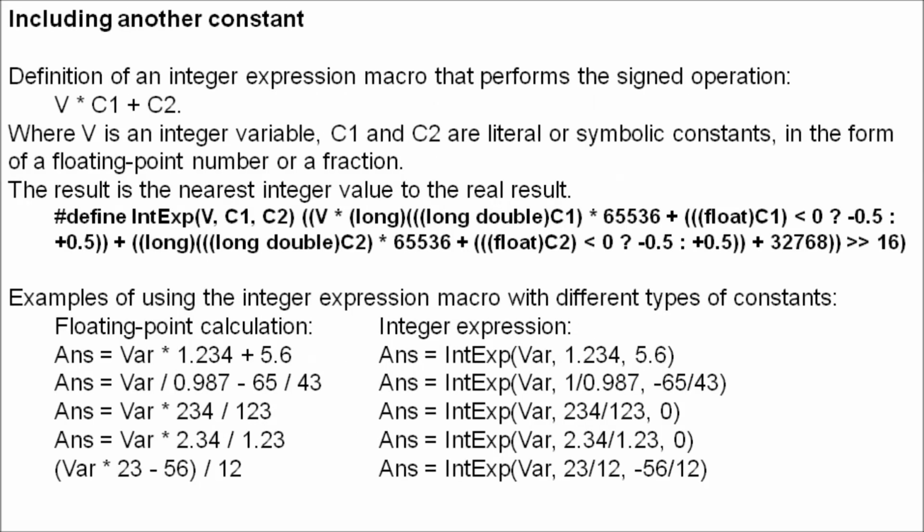The flexibility of the integer expression can be increased further by including a second constant which performs the operation v times c1 plus c2. If the second constant is not required, it just needs to be set to 0. This is the final version of the integer expression.